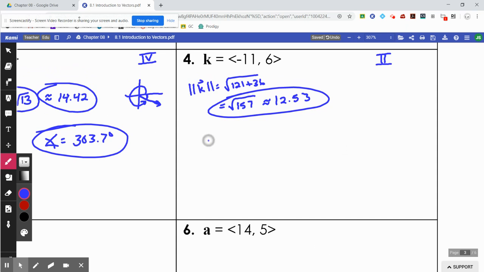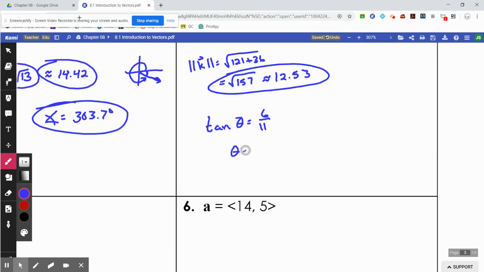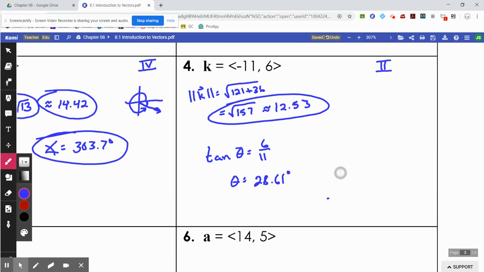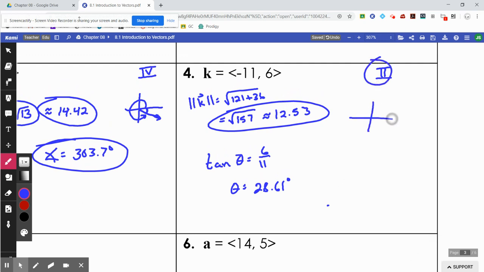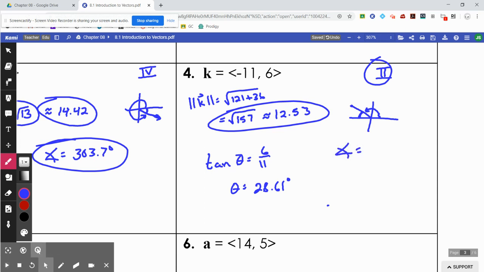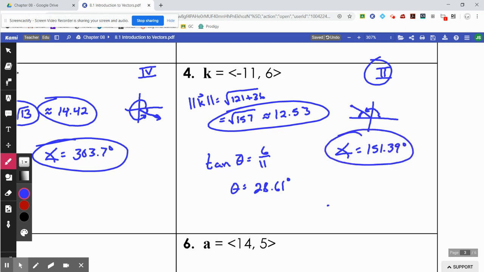Next up, let's find our reference angle to begin with. We do so by doing opposite over adjacent, or b over a, so 6 over 11. When you do the inverse tangent of that, that gives me a reference angle of 28.61. But again, that's my reference angle. Look back, and you are actually in the second quadrant. So you're looking for what angle in the second quadrant has a reference angle of 28.61. So simply subtract from 180, and that gives you that your directional angle is equal to 151.39 degrees.